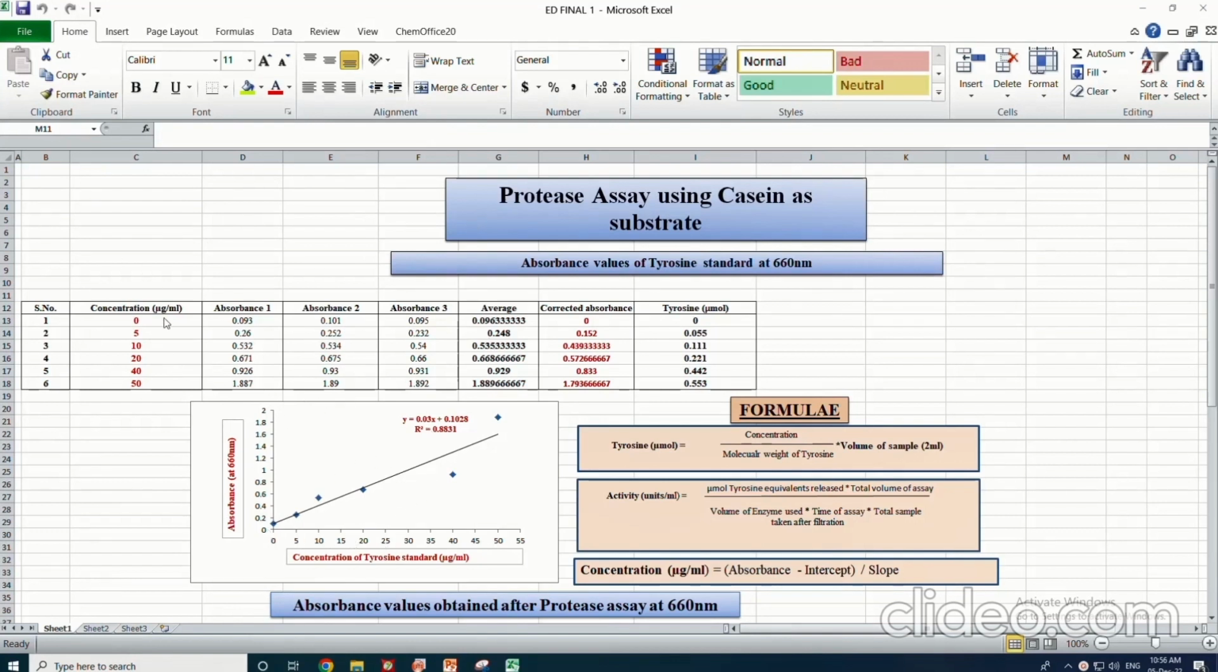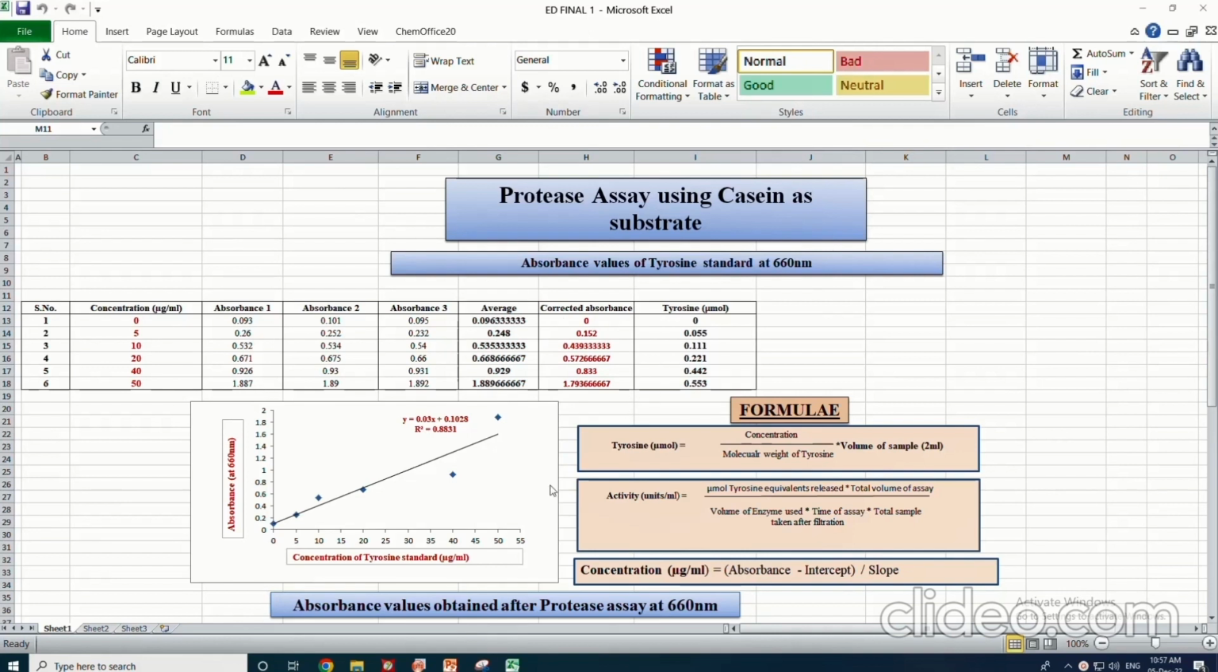Here are the different concentrations of L-tyrosine from 0 micrograms per ml to 50 micrograms per ml. The absorbance values, which were taken in triplicates at 660 nanometer in a UV-visible spectrophotometer, are shown here. Firstly, we have calculated the average of the different absorbances as shown here, and corrected absorbance has been calculated by subtracting the absorbance of blank, that is 0.096, from all other absorbance values.